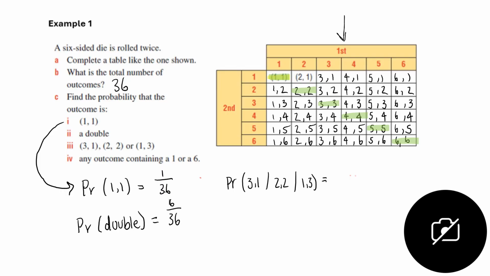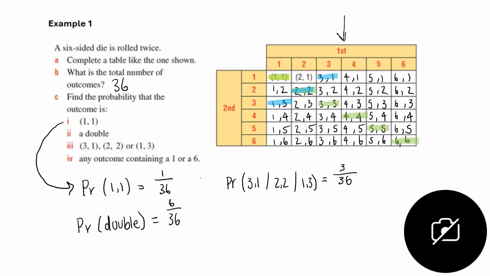Let's see, there's only 3 options that align with that. So 3, 1, 2, 2, 1, 3. I highlighted 3 numbers out of 36.